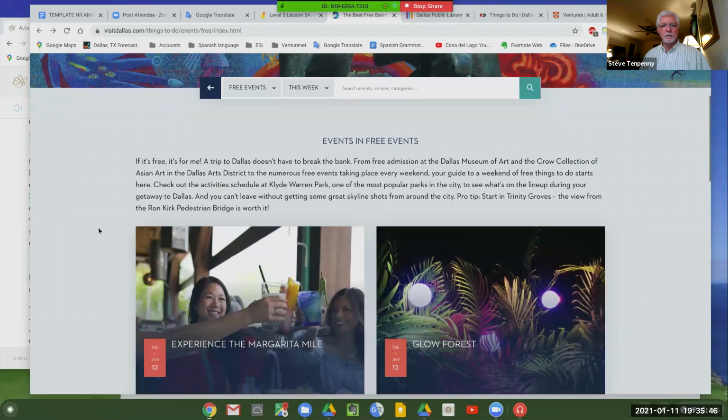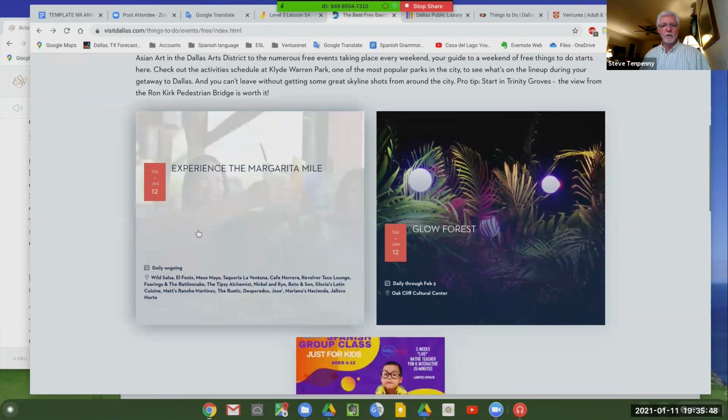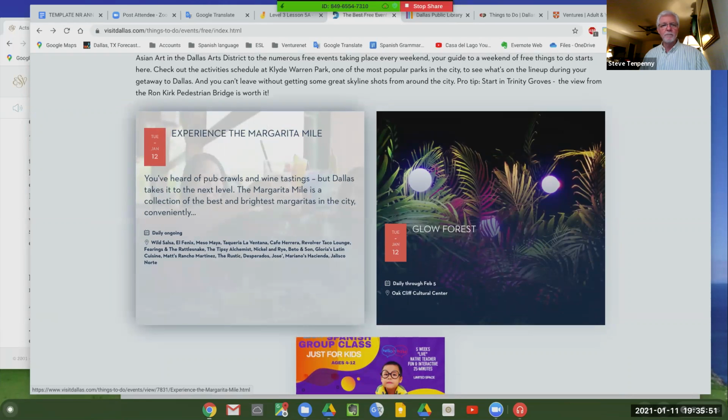And so they have an event going on tomorrow where you can go around and experience margaritas. If you're interested in going around and experiencing margaritas, there's a free event for you. Oh, great. That sounds great. Yeah, it does. I think I'm going to be too busy tomorrow, and I'm not sure about drinking margaritas in the middle of the day anyway.